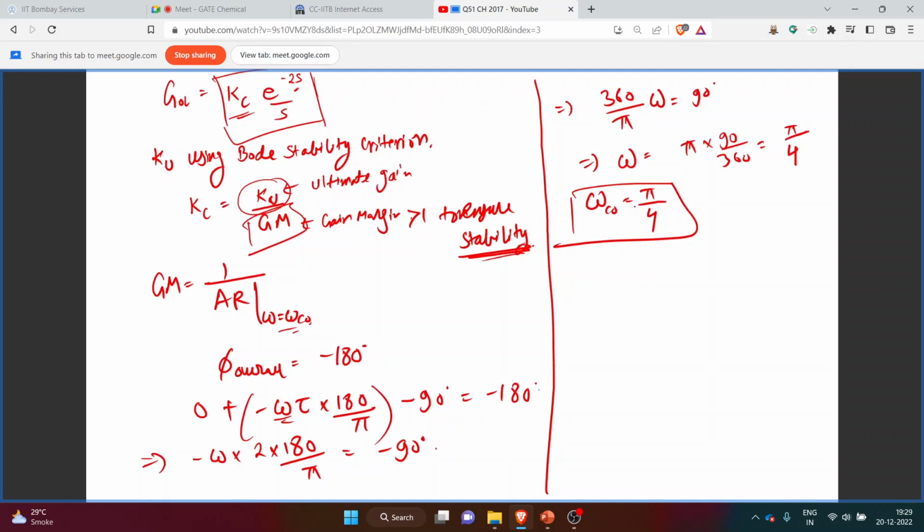Now we need to find the amplitude ratio of this transfer function at this frequency. So amplitude ratio will be simply the multiplication of the amplitude ratios of the individual terms. So it will be Kc into... for this e raised to minus 2s, the amplitude ratio will be 1, and for 1 upon s, it will be simply 1 upon omega.